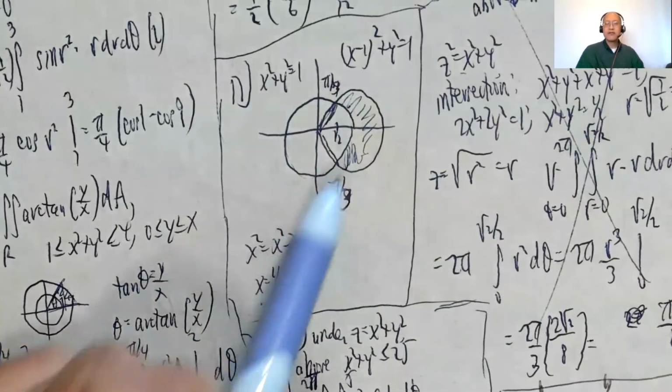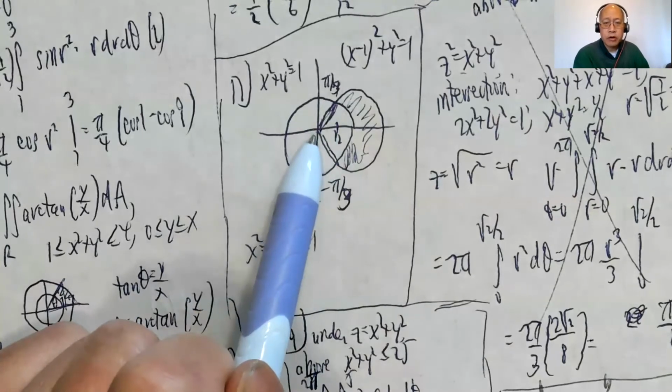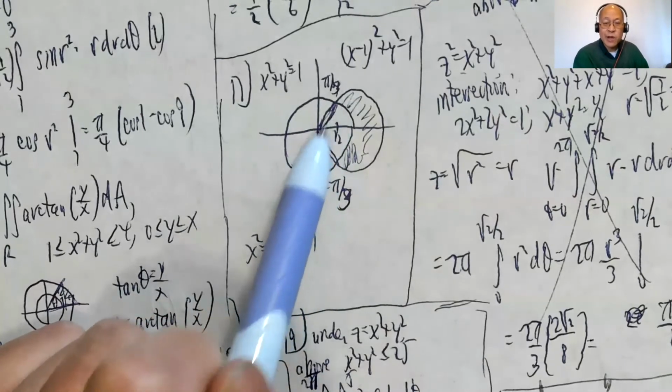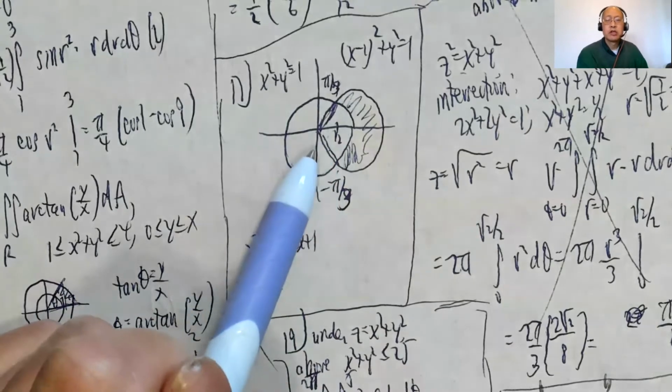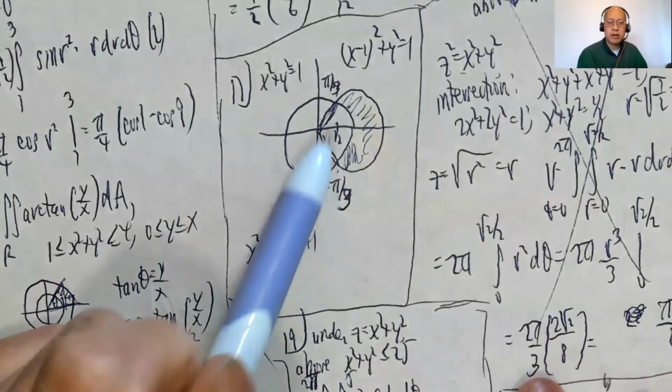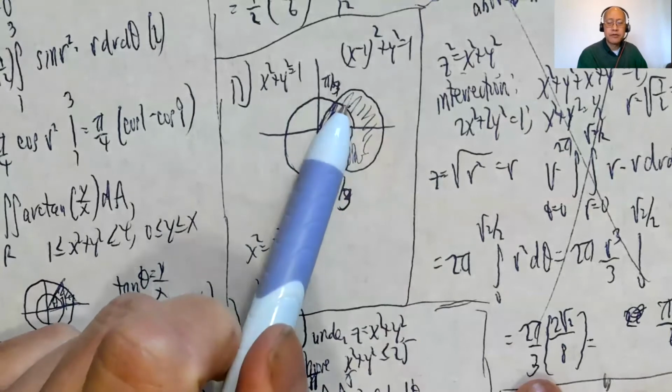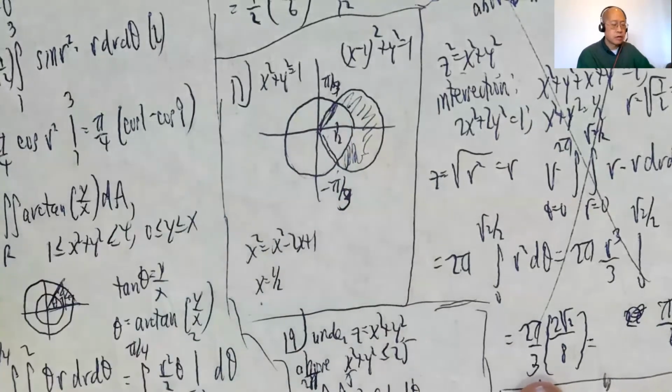That gives me x is a half. If x is a half, I know cosine of pi over 3 is a half, and cosine of negative pi over 3 is a half. So my integration is going to be from negative pi over 3 to pi over 3 of this function. Okay, so that's my setup for that one.